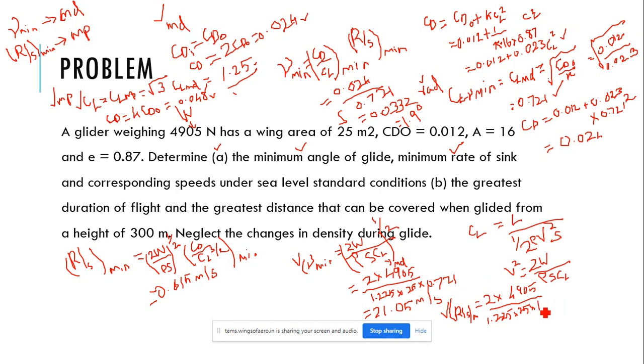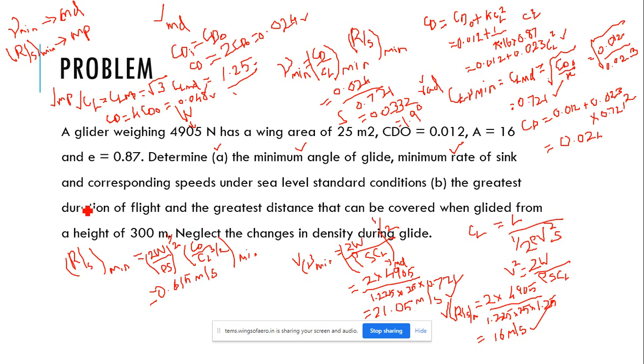Okay, so by substituting we will be getting the answer like 16 meter per second. So the answer will be 16 meter per second. So we found two velocities, one for minimum angle of glide and one for minimum rate of sink. So here we can see the velocity is decreased during the minimum rate of sink.